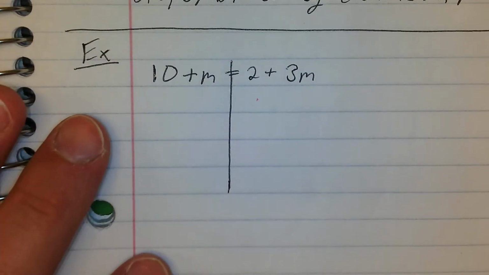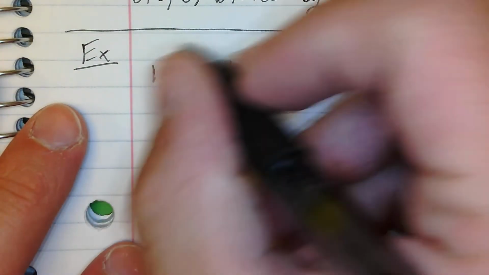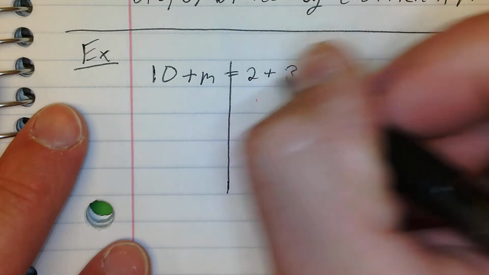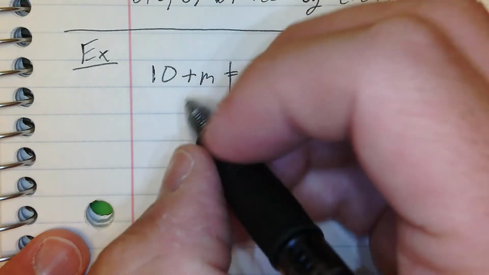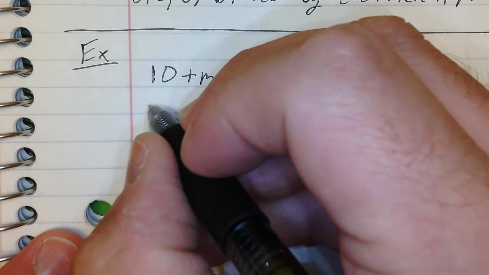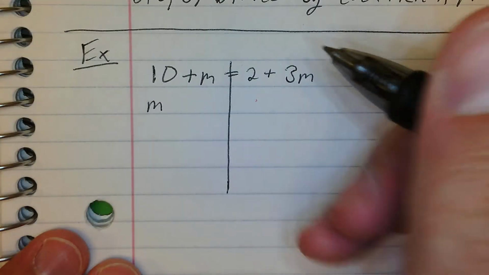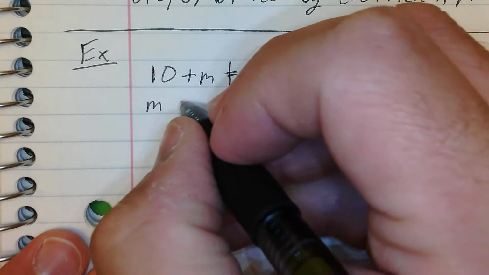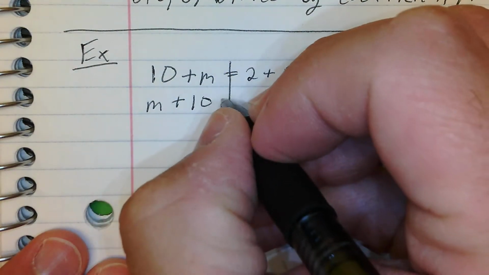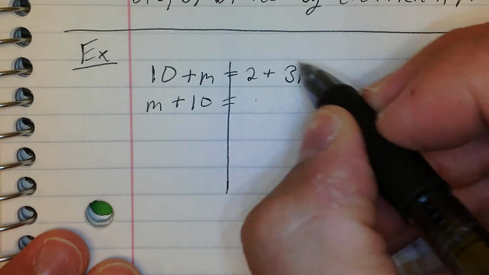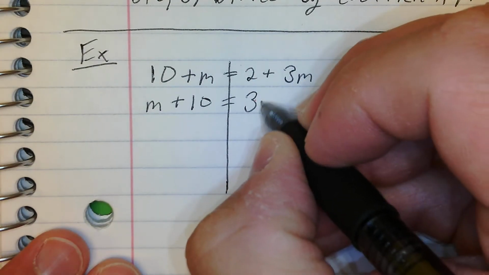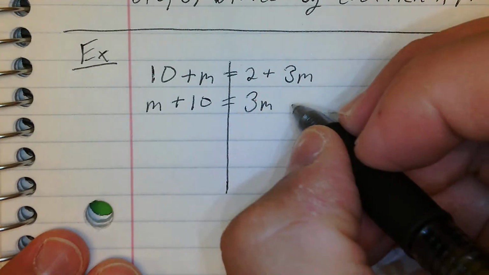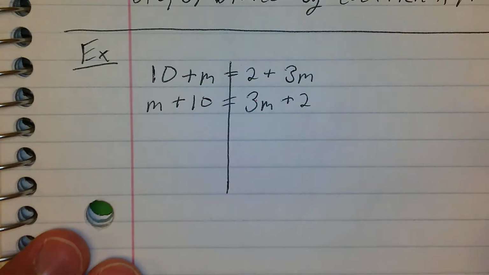Now, if we rewrite the equation, everything that's on the left side of the wall will stay there, and everything on the right side of the wall will stay there. All we're going to do is switch the variable and constant. So this is a positive m, so we would write positive m, and this is a positive 10, so we write that as plus 10. And then same thing over here, we're going to switch them. So this is a positive 3m, so it would be 3m. And this is a positive 2, so it would be plus 2.